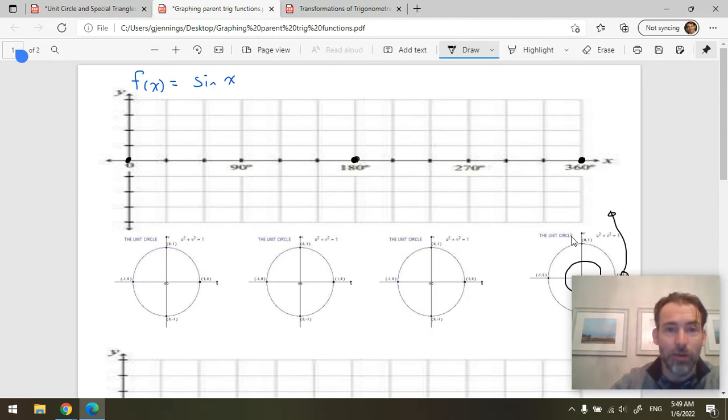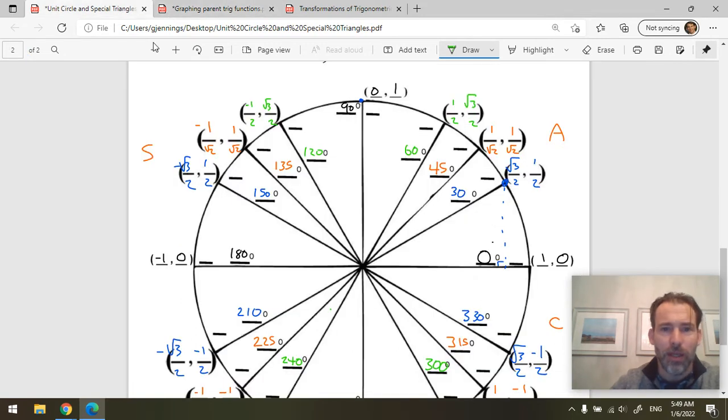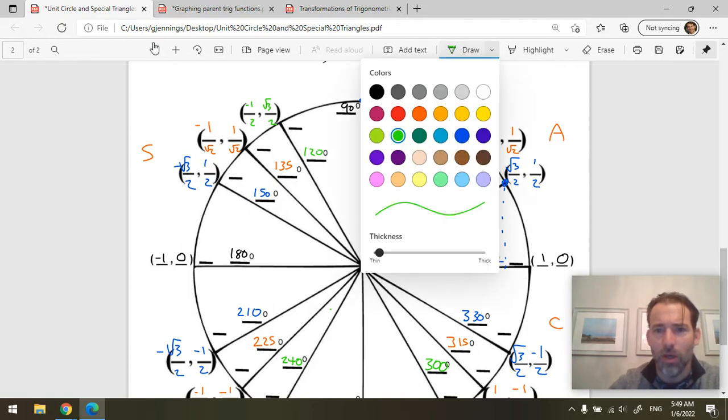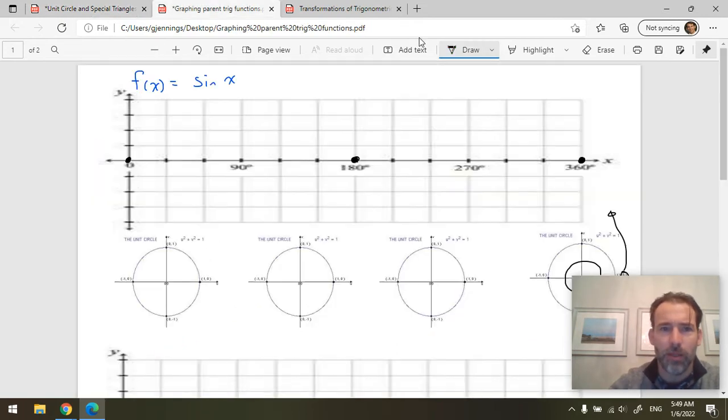Cool. So now let's go over to our unit circle and let's grab the 45s. The 45, the 135, and the 225. So we're going to use orange for these points. Okay. And I have this one here. This is happening just between 90 and 180. So this one is happening at 135. So I can draw that on the unit circle there just to remind myself.